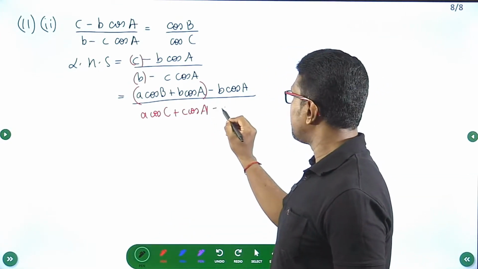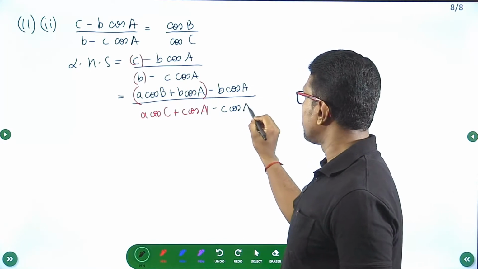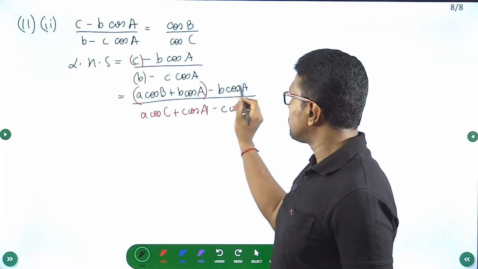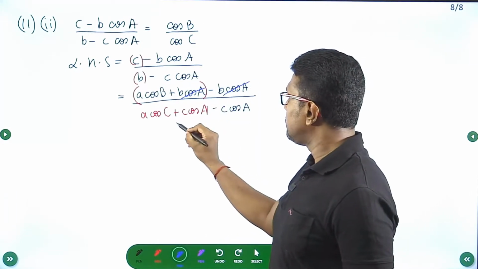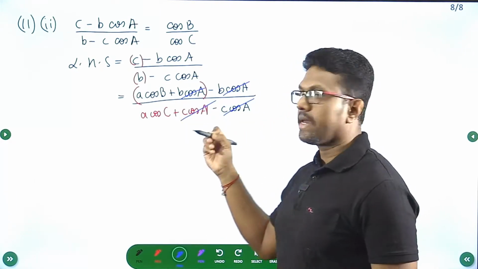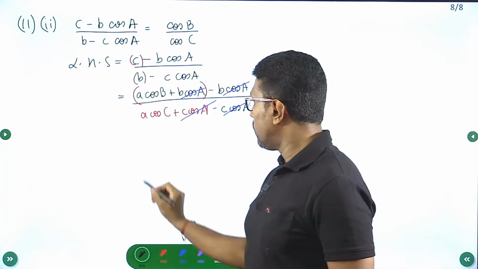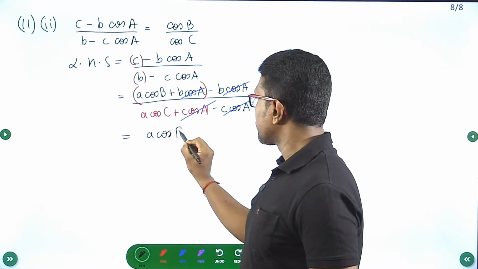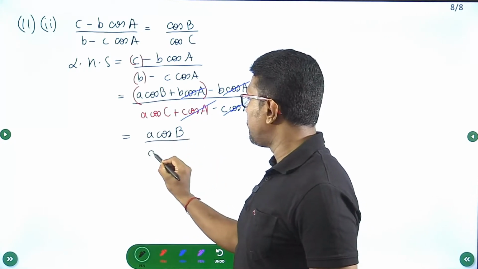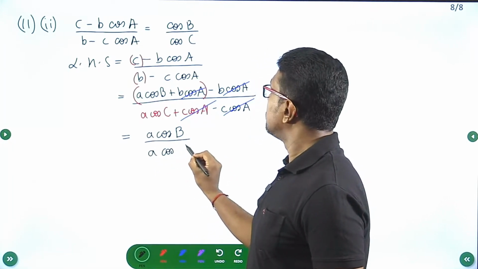And already वहां पे क्या था, minus c cos A. So you can see b cos A minus b cos A can be cancelled. ये दोनों कट हो गया. c cos A minus c cos A can also be cancelled. What is left is a cos B upon a cos C.